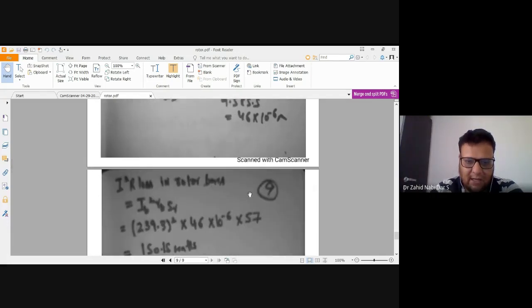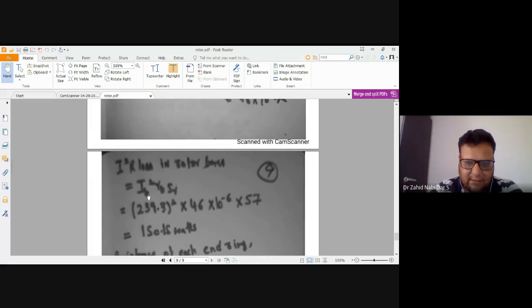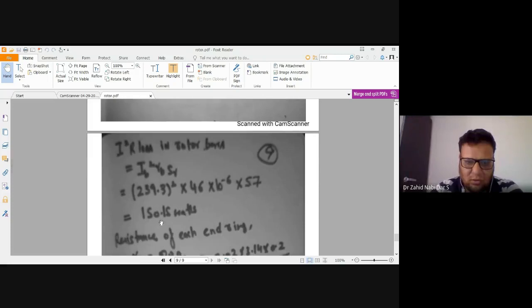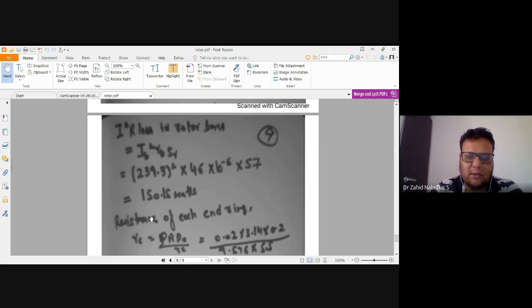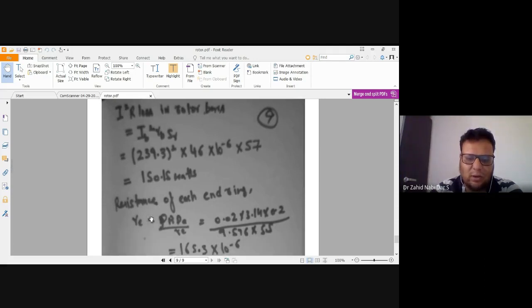And now you have to calculate the I square R loss in the rotor bars. That is your IB square RB into SR, because your IB you calculated, your RB also you calculated, and the SR value also you know. So it comes around 150.15 watts. And now the resistance of each end ring also you have to calculate.